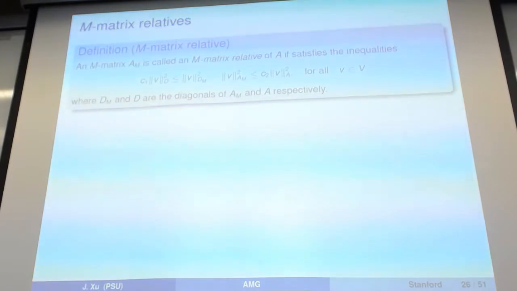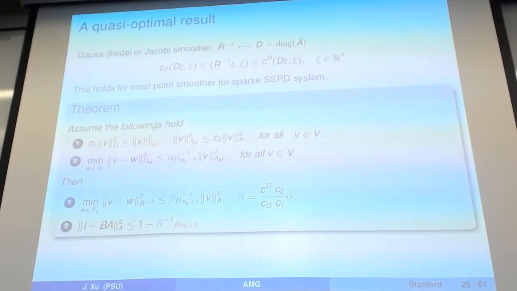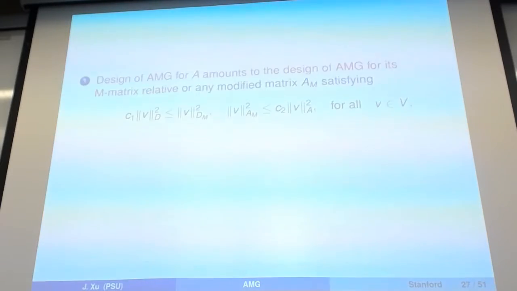Okay, again, I come back to the theorem. I replace this matrix by this M matrix, and also I replace R bar by this D. So all this multiplication, all this replacement modification will not affect the asymptotic behavior of my algebraic multigrid.